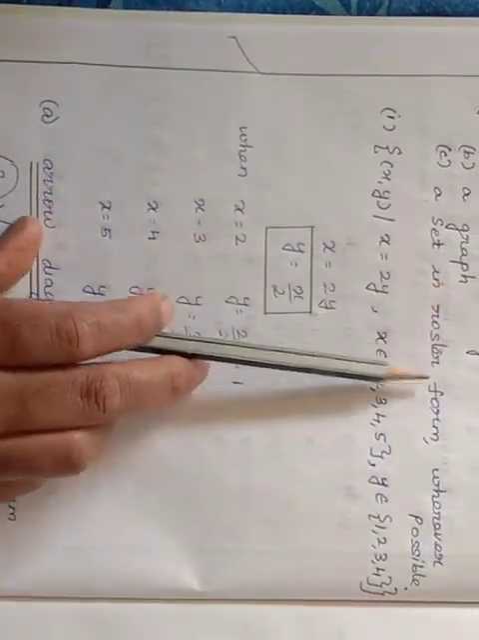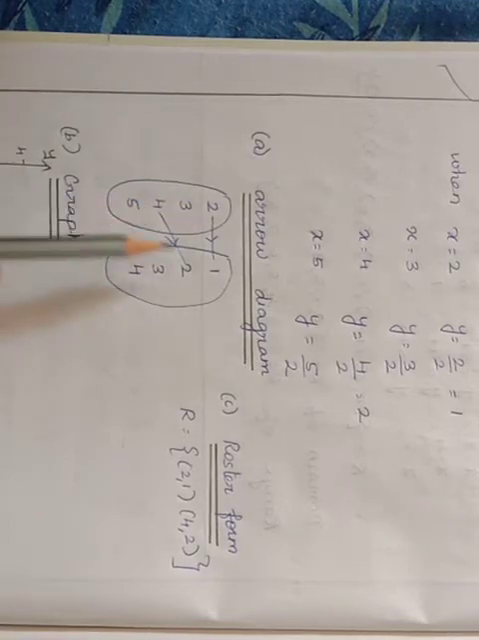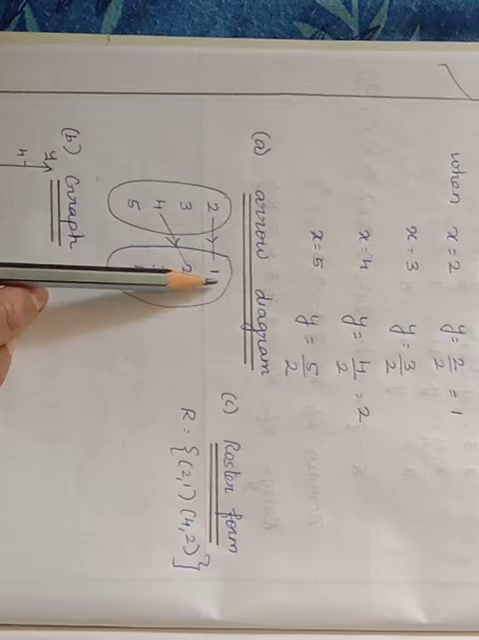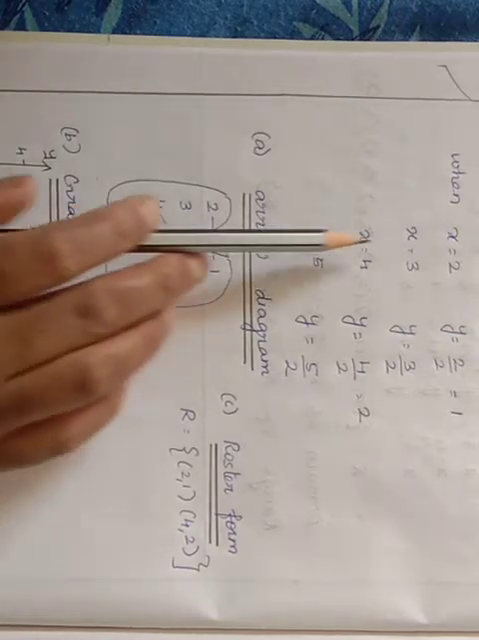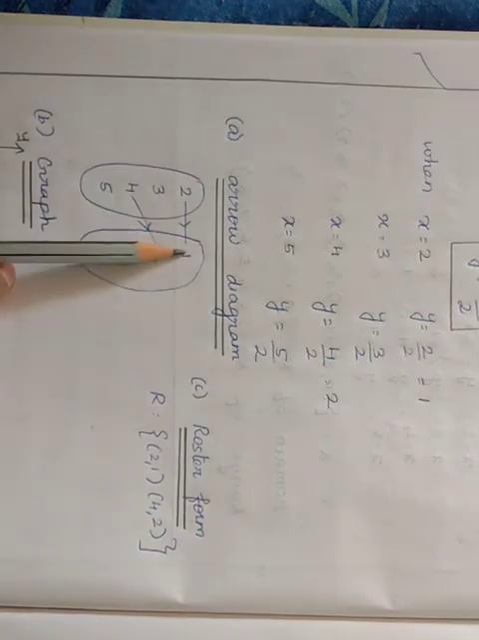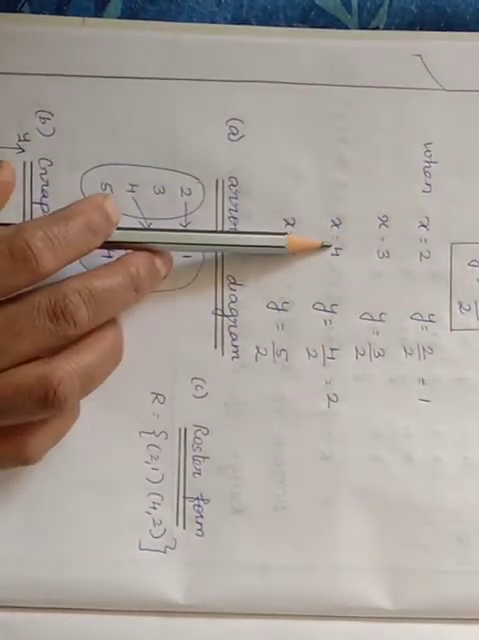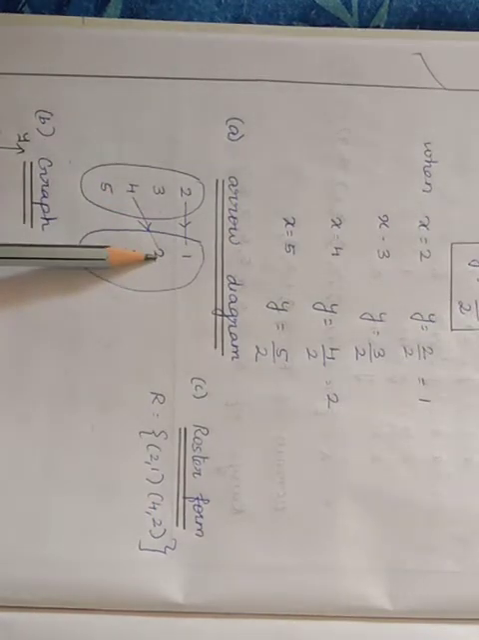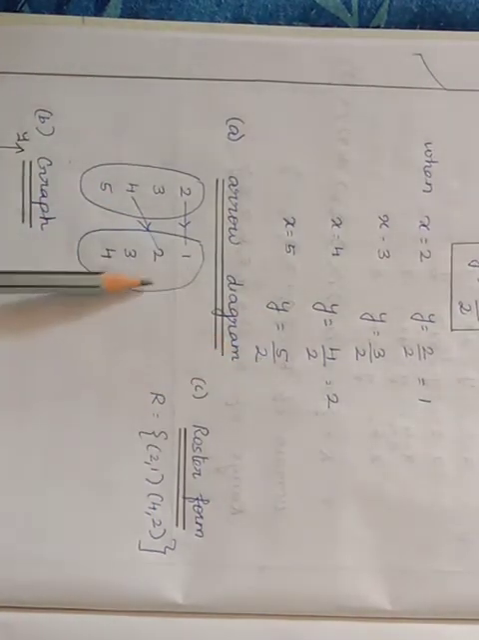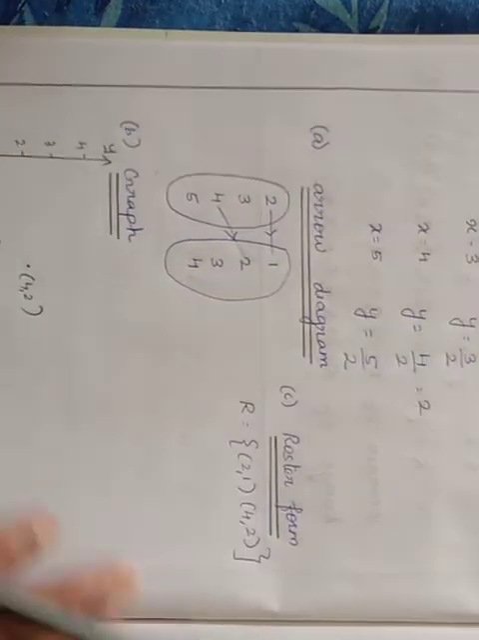Now we'll draw an arrow diagram, a graph and the roster form. In the arrow diagram, the values of x are 2, 3, 4, 5 and the values of y given in the question are 1, 2, 3, 4. When we substitute 2, we got the answer 1. So 2 is mapped to 1. For 3 we don't have 3 by 2 in y. 4 is mapped to 2, and 5 by 2 is not in the y values. So that's all about the arrow diagram.